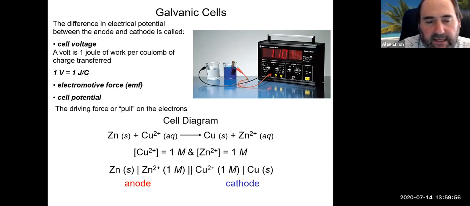Sometimes that potential is referred to as the cell voltage. A volt is basically 1 joule of work per coulomb of charge transferred, and that's what these units are, joules per coulomb.